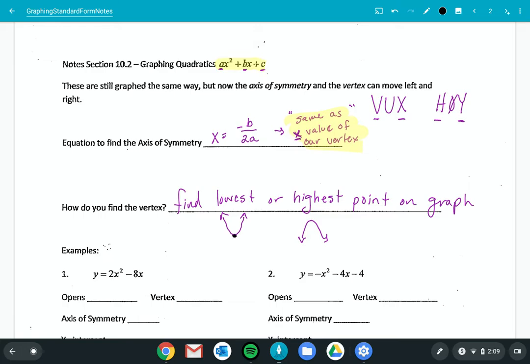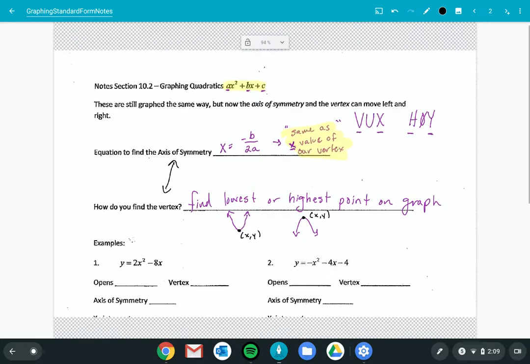Lowest point would be here. Highest point would be here. And that's how I find that, where this is going to be some point x comma y, and this is some point x comma y. And so once you find that x value, you know what the axis of symmetry is. If the x value of my vertex was 2 comma something, my axis of symmetry is x equals 2. Okay, and you'll see that in the next 2 examples that we'll talk about.